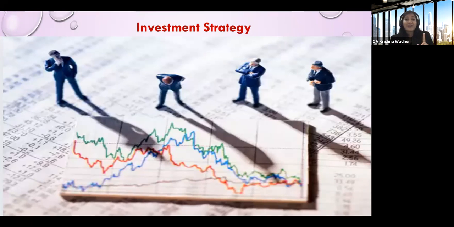So remember one thing: money invested in one day is money you're working less for one day. One day you invested, you are saving on one day of work. Slowly and gradually it will happen. Okay, so that's the reason it is very important to do the investments also.